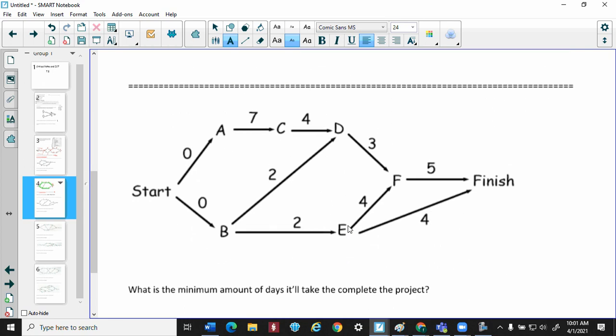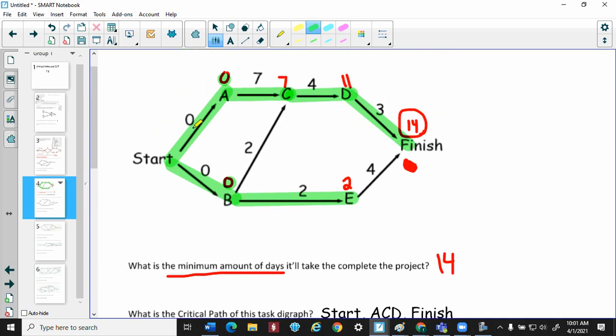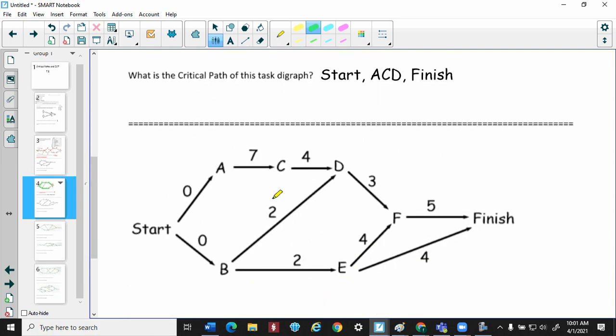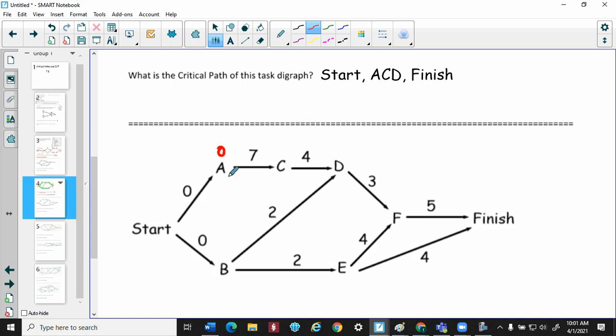So same concept. You have a whole bunch of tasks, and we got to figure out how long it's going to take. Now, notice how on this last one, I figured out all my numbers and then I highlighted after the fact. You can actually highlight as you're going. It might actually be easier. So for example, notice that start, just like the last one, is pointing to A and B. So that means that A will be 0, B will be 0. And you can actually highlight as you're doing it. So, okay, A became 0 because of start, B became 0 because of start.